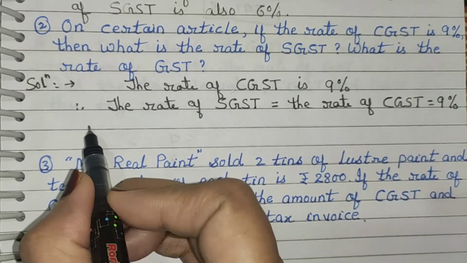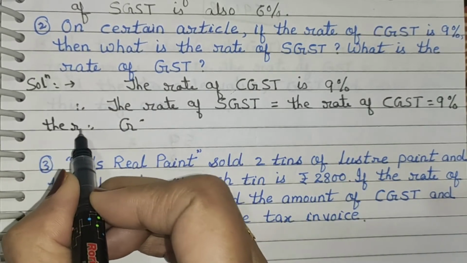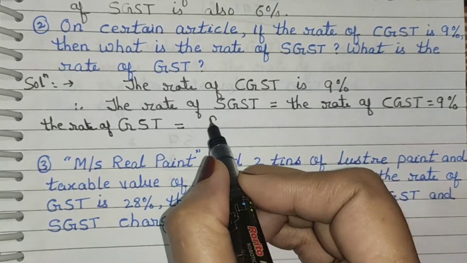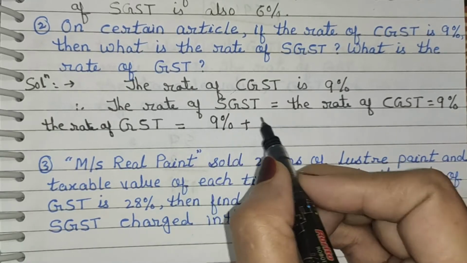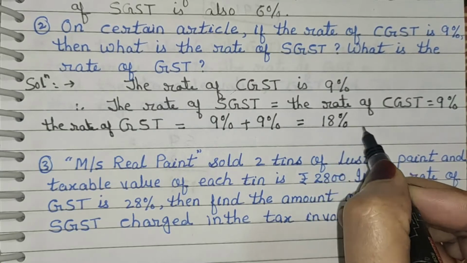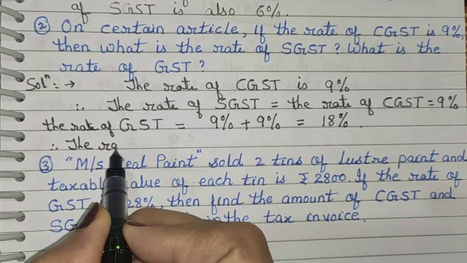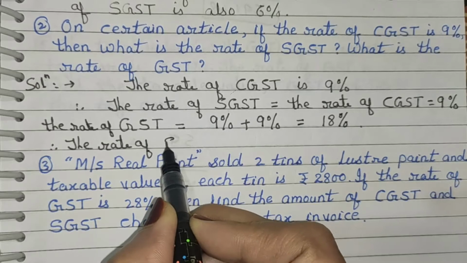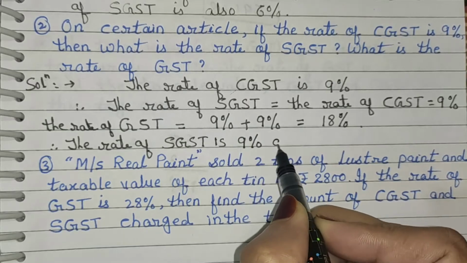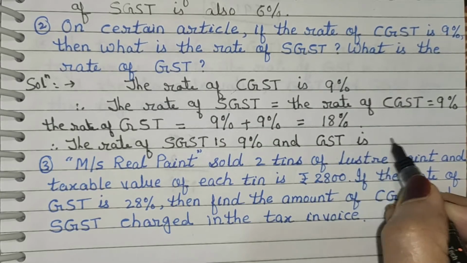What is the rate of GST? Therefore, the rate of GST is the rate of CGST 9% plus the rate of SGST 9%, we get here 18%. Therefore, write down the answer. The rate of SGST is 9% and GST is 18%.